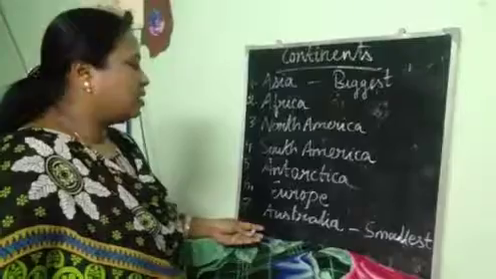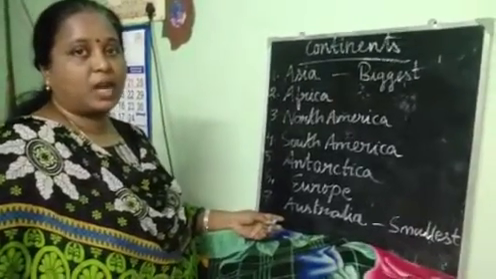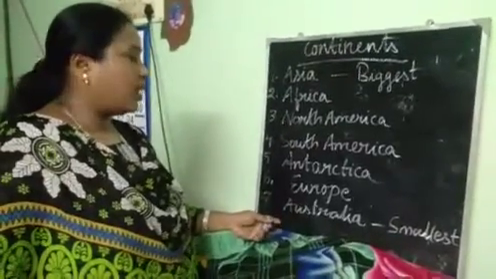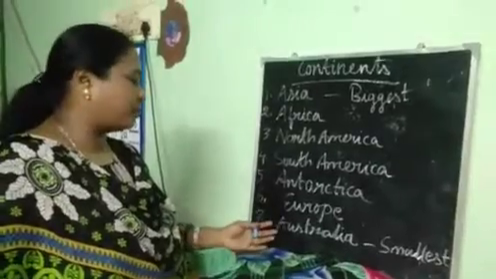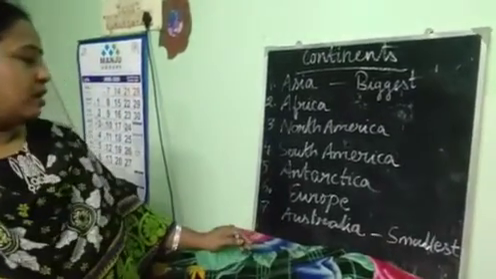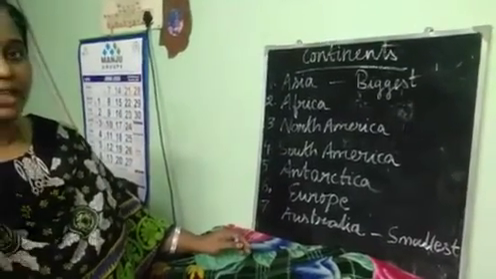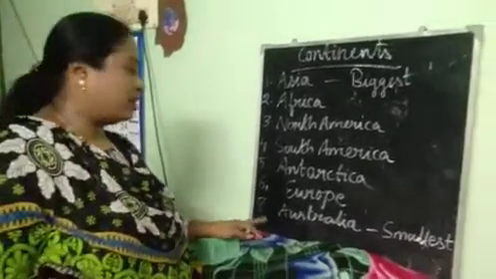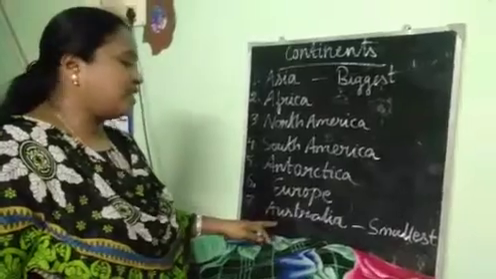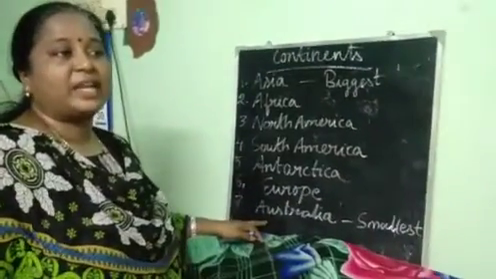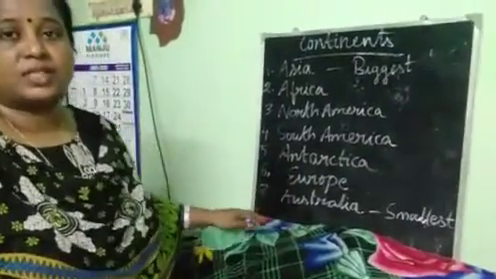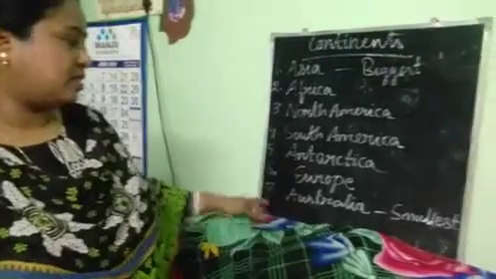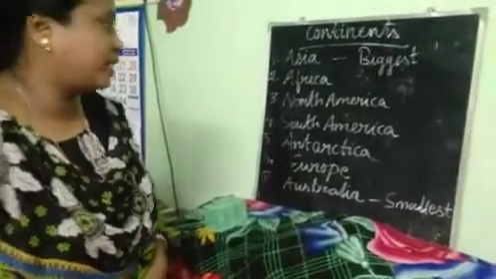Antarctica, it's full of snow. It is fully covered with snow, where we can see lots of penguins. Europe, you have many important countries like Vatican City. And Australia, it is the only island continent which is surrounded by water on all sides, and it is the smallest continent.